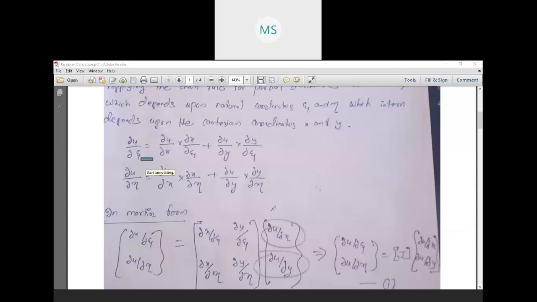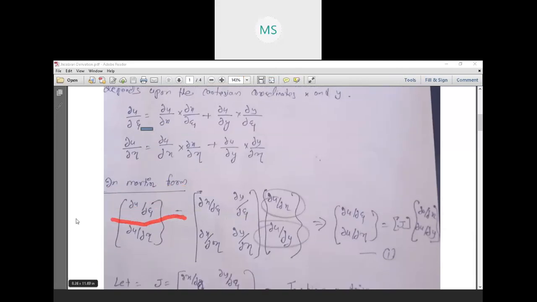Now if I want to write the same thing in terms of a matrix, I am writing it now in matrix form. How can we do that? Let us see. So ∂u/∂ξ and ∂u/∂η we can write in matrix form, taking ∂u/∂x and ∂u/∂y as common. That is the Cartesian coordinate system. We are taking it as a common value.